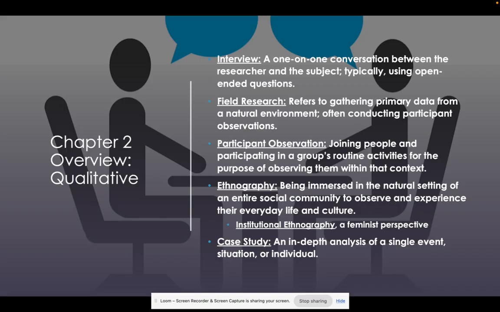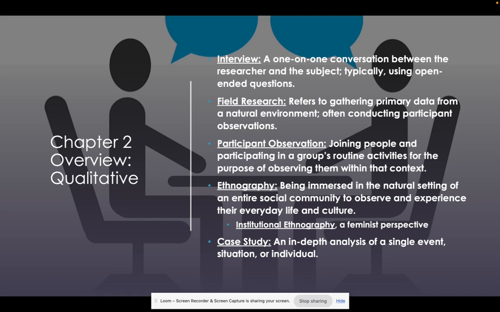Field research refers to gathering primary data from a natural environment, often conducting participant observations, which is where you join people and you participate in a group's routine activities for the purpose of observing them within that context. Ethnography is where you're immersed in the natural setting of an entire social community to observe and experience their everyday life and culture. The idea being that if you fully immerse yourself in a particular group, in a particular culture, you'll be able to better understand them than if you just observe them from afar.